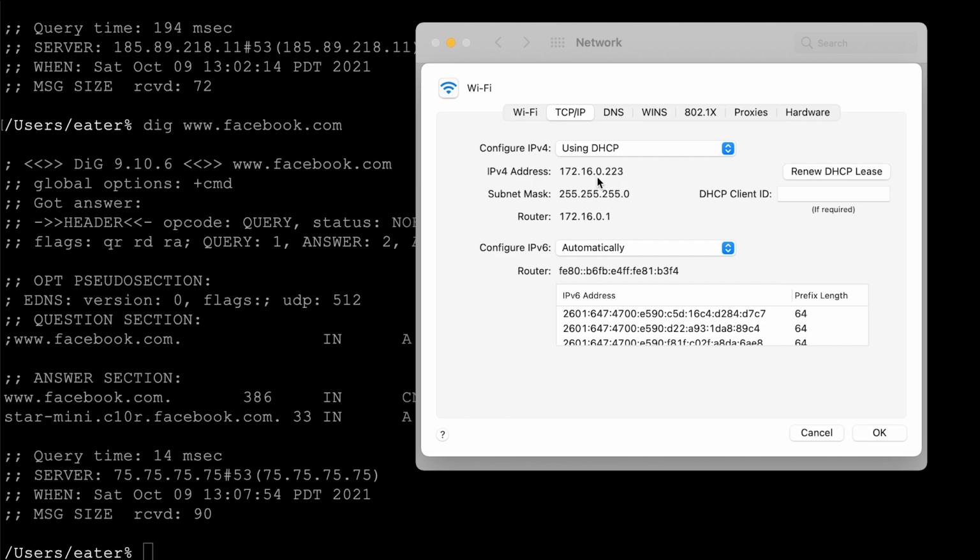But for any other address that doesn't match that, there's this router configured. That's 172.16.0.1. And of course, the first 24 bits of that match my local IP address. So we can tell that the router is on the local Wi-Fi network, which is good because we don't know how to get to anywhere else just yet. Now that we've got this router configured, that's going to be our default gateway to get to any other IP addresses on the internet.